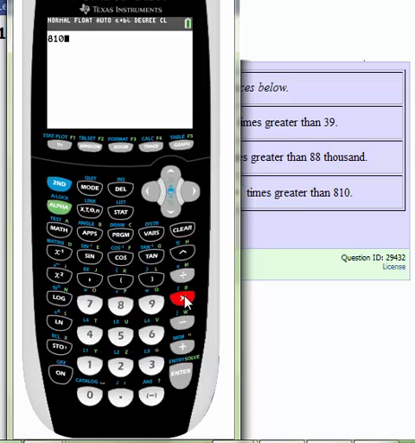810 multiplied by 100,000, count the zeros, 1, 2, 3, 4, 5. Pressing enter, you can see that even though I started with one zero, because I multiplied by 100,000, I now have six zeros: 1, 2, 3, 4, 5, 6. So this number is 100,000 times greater than this number.